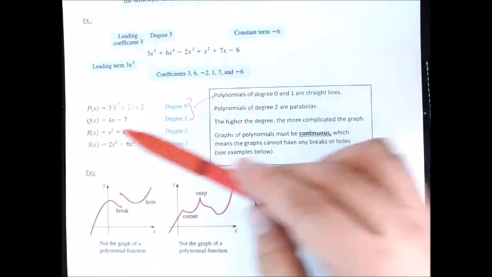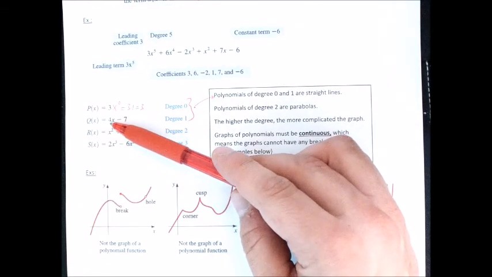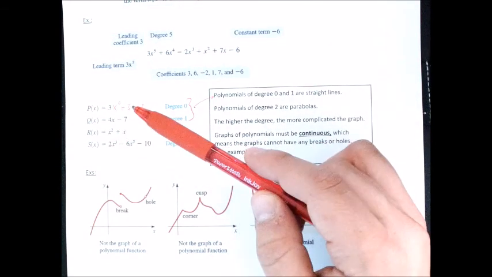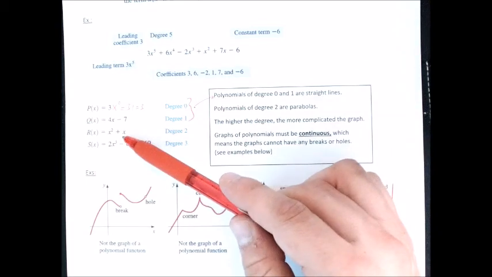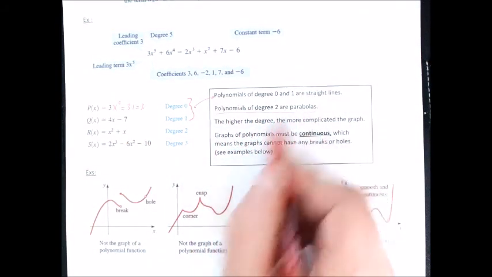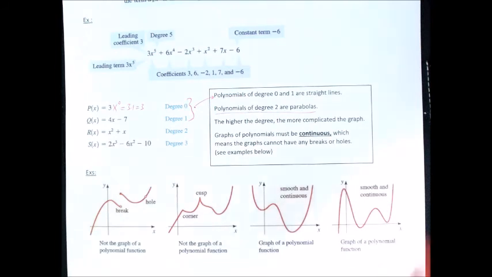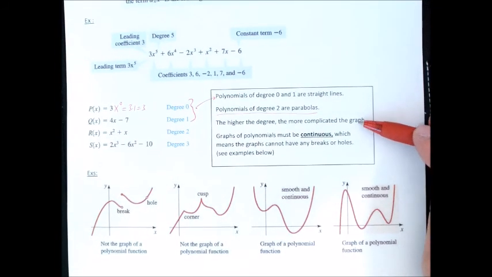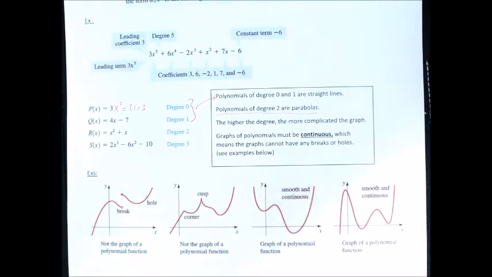A degree 1 is a linear equation, right? This is y equals mx plus b. And then degree 2 looks like a quadratic. That looks like a parabola. Polynomials of degree 2 are parabolas. And then as soon as you get something higher than degree 2, it starts getting more complicated. If you take calculus, what you'll see is that every time you add a power, it adds a curve in the graph. So the more powers, the more curvy it is.